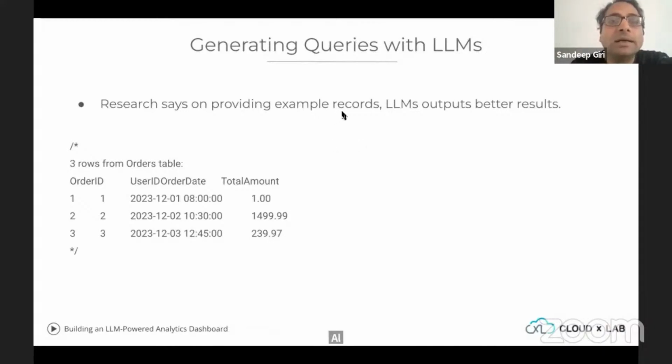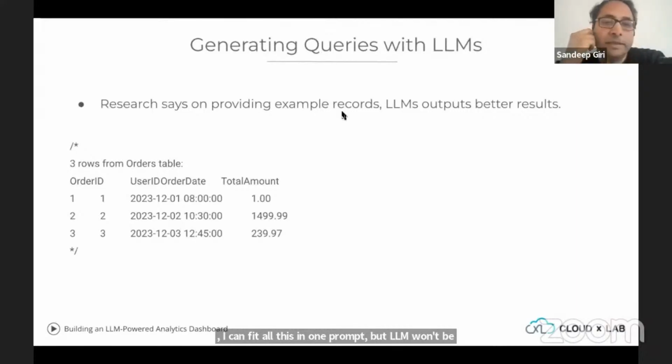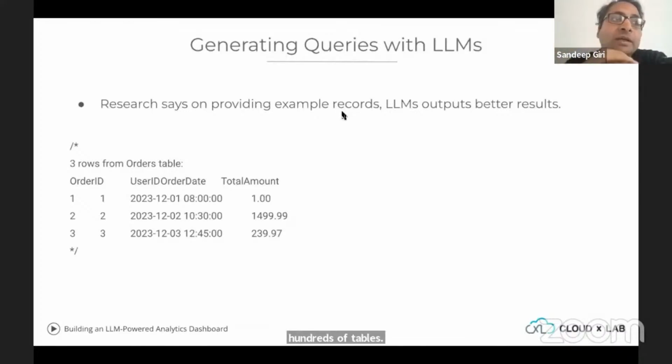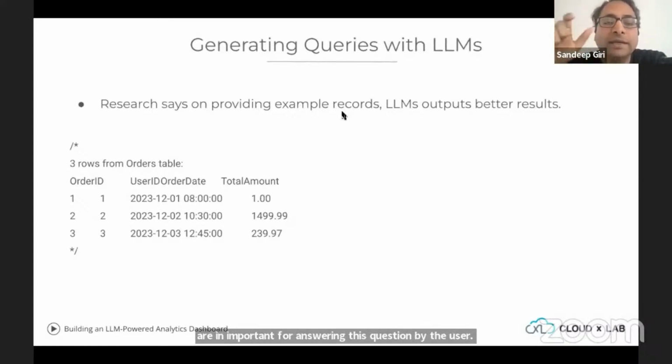A question is, I can fit all this in one prompt, but the LLM won't be able to understand by just the table name. What you can do is, let's say you have hundreds of tables. First you can filter the number of tables, saying: here is my SQL query, these are my tables, which of these tables do you think are important for answering this question by the user? The LLM will give you the list of tables. And then in the next go, you say here is the question from the user, here is the table info, can you generate SQL? Then it'll generate SQL.